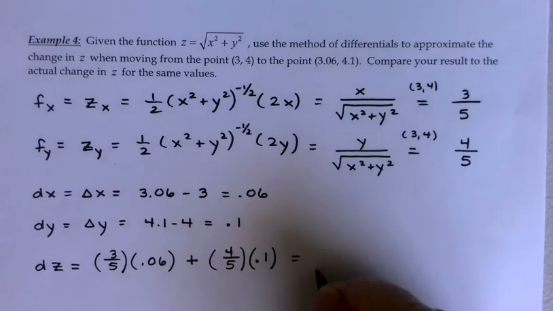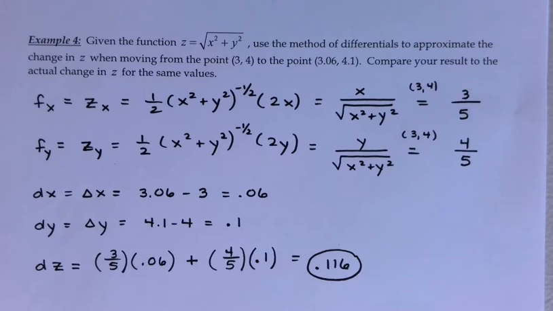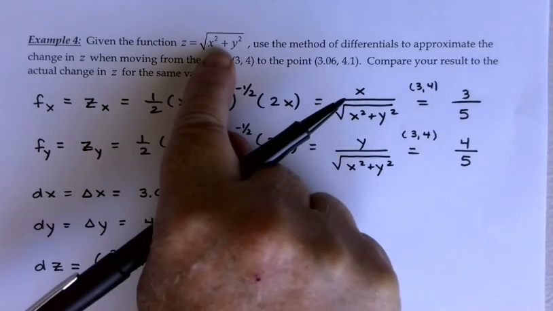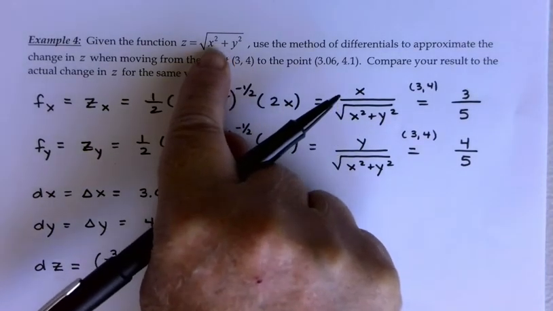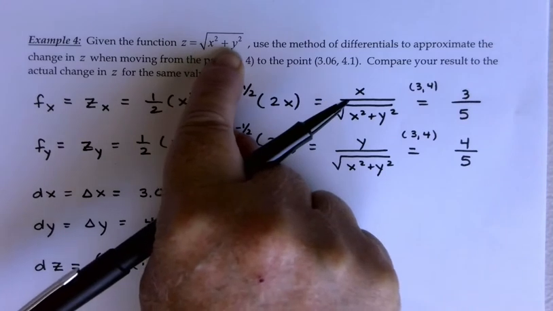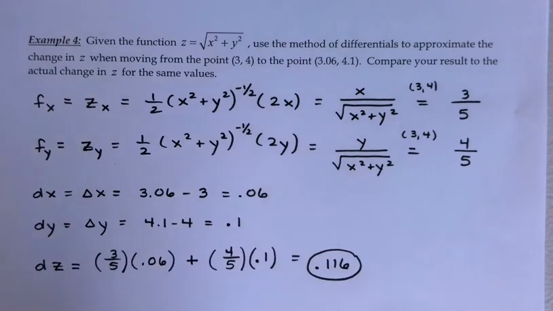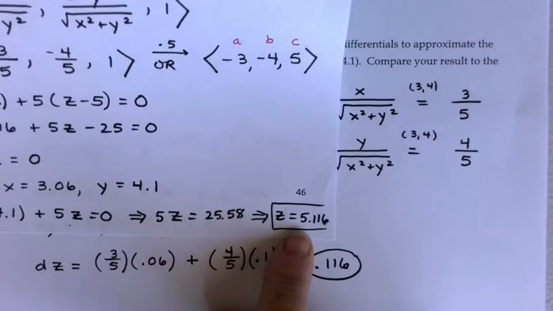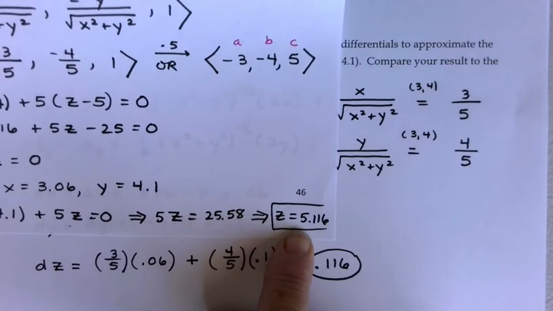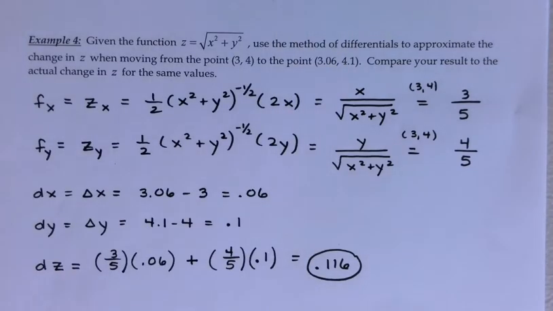0.116. So before we go on any further, I just want to remind you that that's very consistent with what we were doing with the linear approximation. Remember that when you actually plug 3 and 4 into this problem, you would get the square root of 9 plus 16, which is 5. The change is 0.116. And remember, the linear approximation we got on the previous page was 5.116. So these pieces are very, very much related.